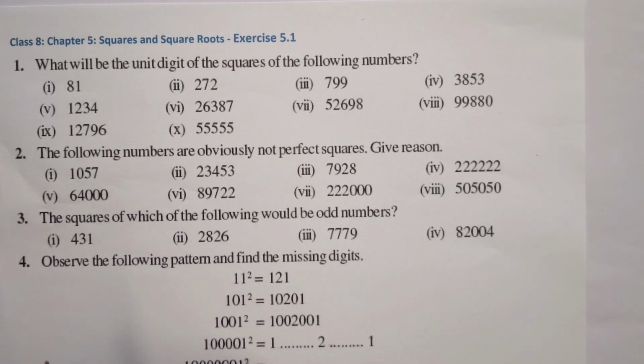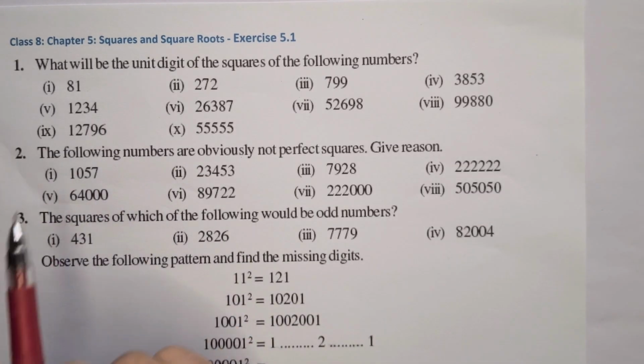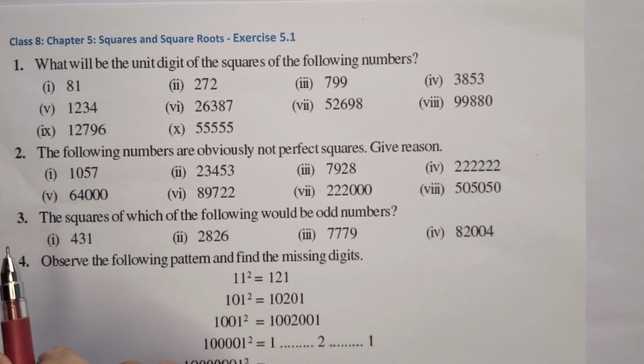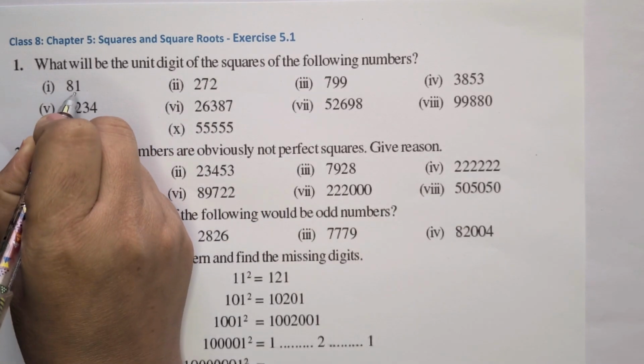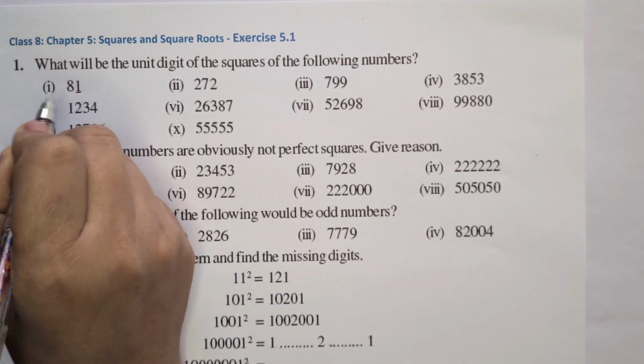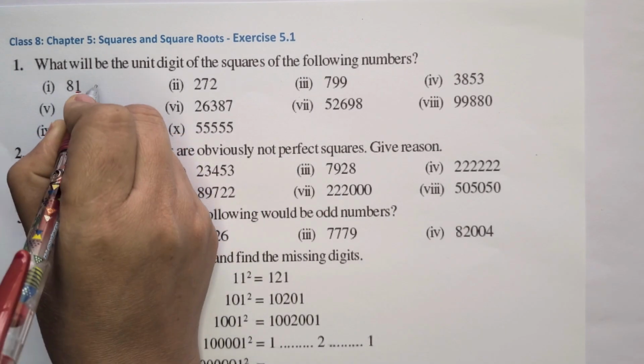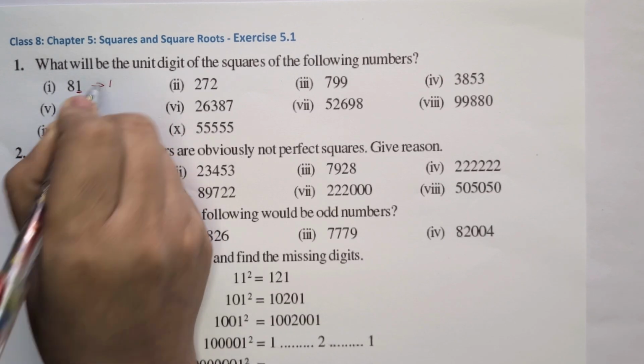Chapter 5, Squares and Square Roots. First question: what will be the unit digit of the squares of the following numbers? Unit digit of the squares. Here the unit digit is 1. 1 square, again it is coming 1 only in the unit place.